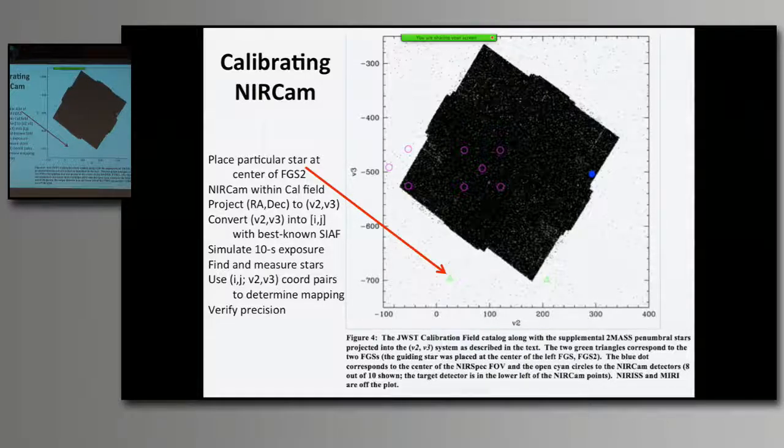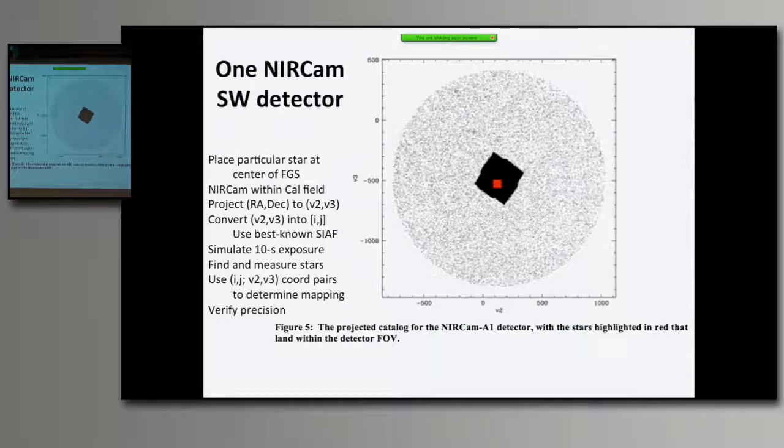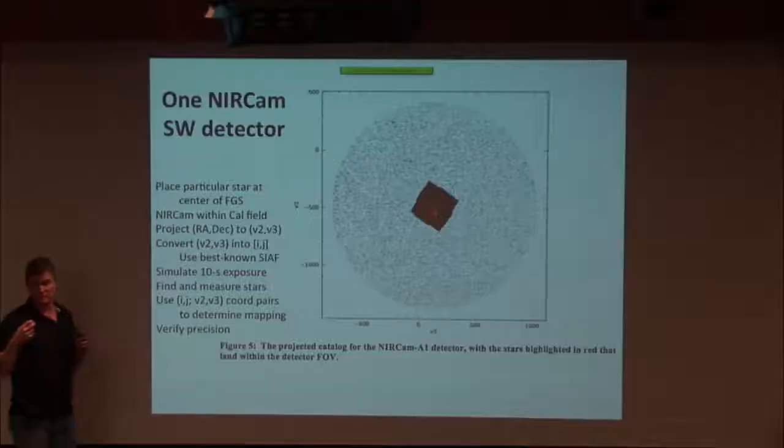So the next thing I did was I figured out which stars would fall inside of one of NIRCam's shortwave detector chips. So I have a V2, V3 for every star that should land inside of the NIRCam detector. And I used the current SIAF files to figure out the mapping from V2, V3 into the I and J of the detector coordinates. And that allowed me to simulate an exposure. So I have, instead of every star having a V2, V3, I now have every star with a position in the coordinates of the detector. So I can simulate an observation with the detector.